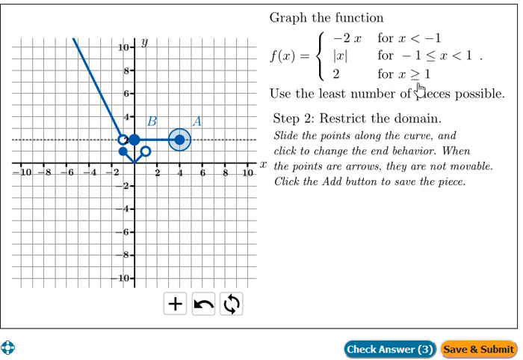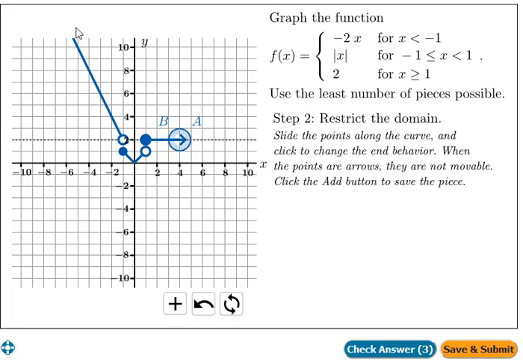x is greater than or equal to 1. Anything below that is a no-no. So we're going to move that. Here we're going to need an arrow. Now this is equal to, so we have a closed dot. Okay. So let's double check.